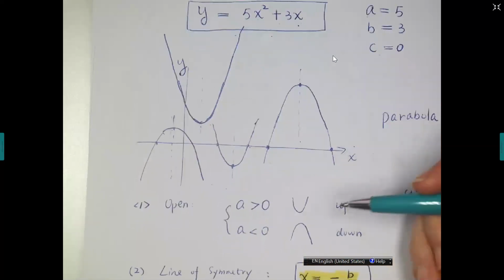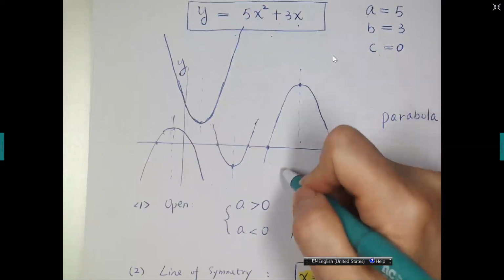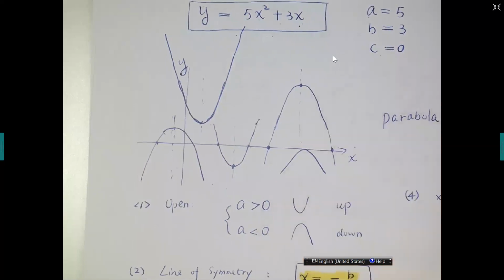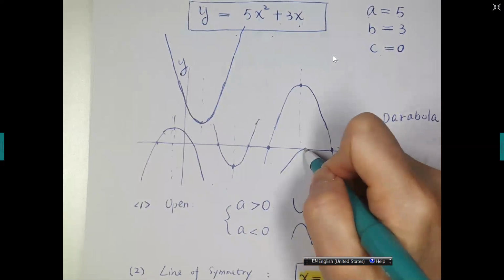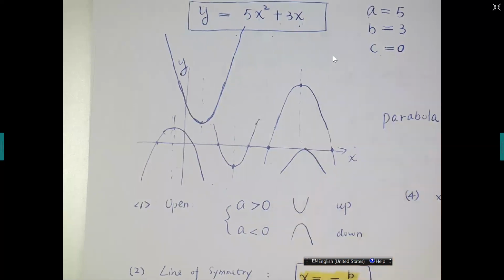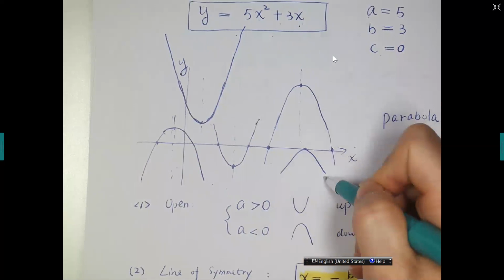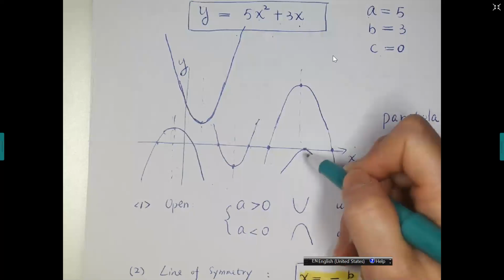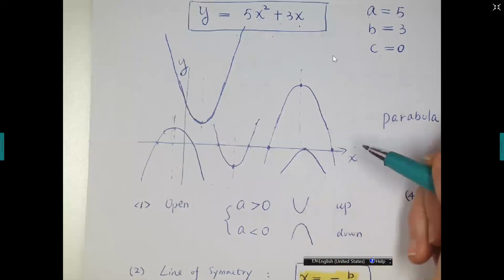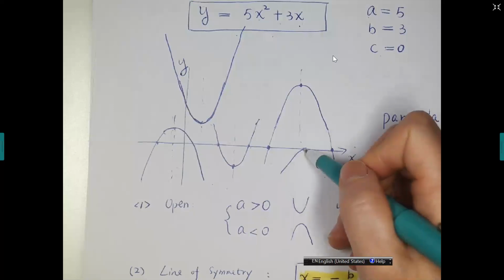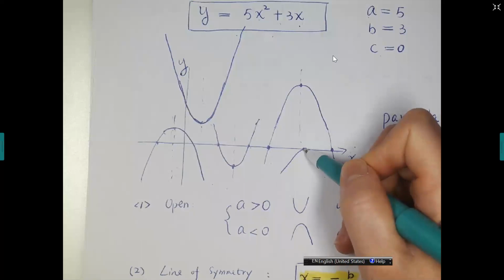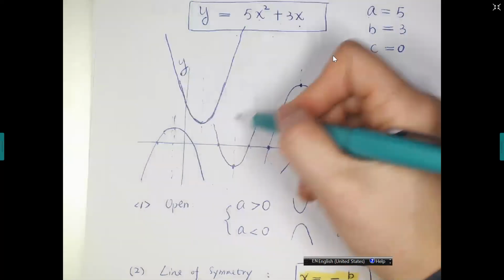Let's see, there might be another special case. I have one parabola right here, and it touches the x-axis at one point. So that means this parabola has just one x-intercept. And I want you to remember, not every parabola has x-intercepts. Sometimes it has two, sometimes just one, sometimes none.